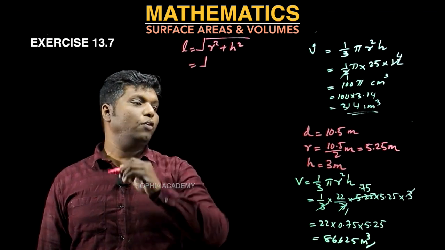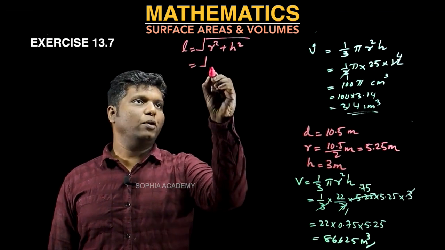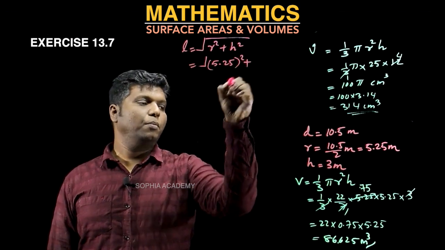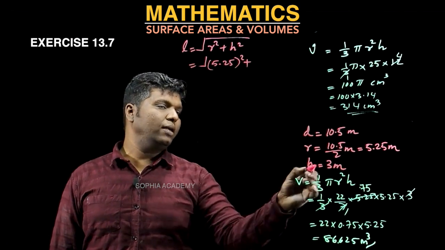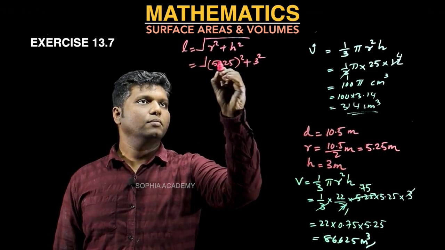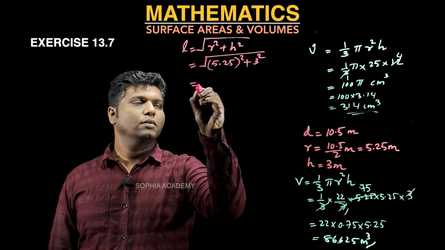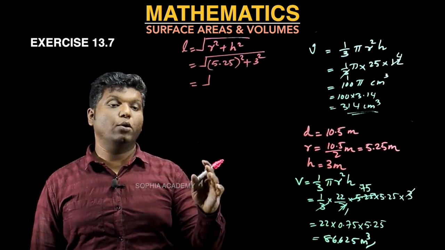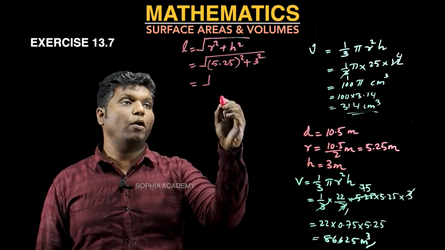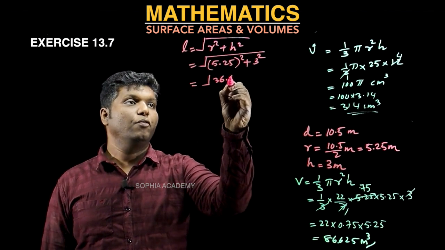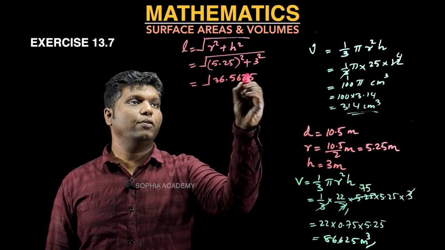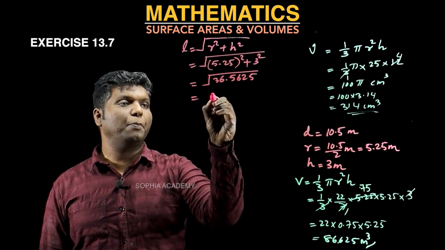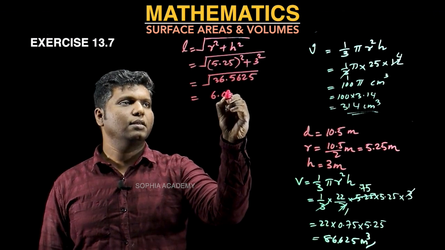That's equal to root of, what is your r square? It is 5.25 the whole square, plus what is your h? It is 3, right? When you add them together, you are going to get a number, 36.5625. Then when you find the root of this, you will get an approximation of 6.05 meters.